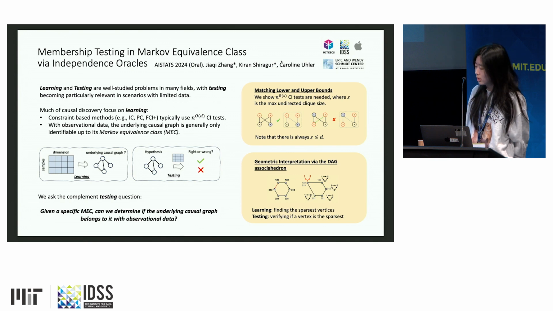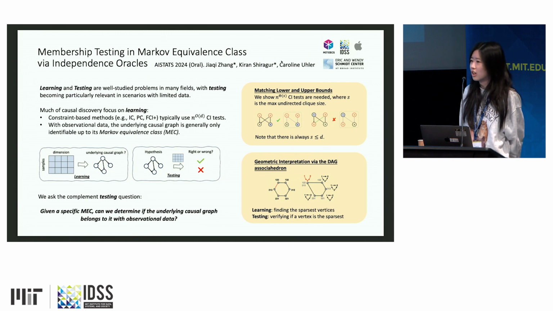It always holds that the maximum undirected clique size is smaller than the maximum in-degree of the graph. So although this still says testing can require an exponential number of tests, this is slightly easier than learning. And we also provided a geometric interpretation of our result using the DAG associated polytope, which is basically a polytope associated with Markov equivalence classes. On this, we can show learning actually corresponds to finding the sparsest vertices, whereas testing corresponds to verifying if a vertex is the sparsest. So this is a nice way to interpret why testing is a bit easier than learning.